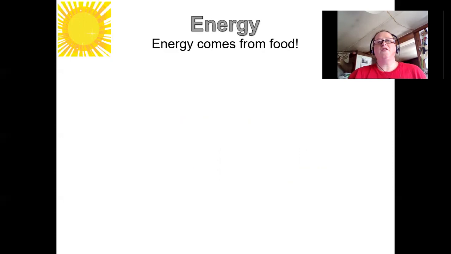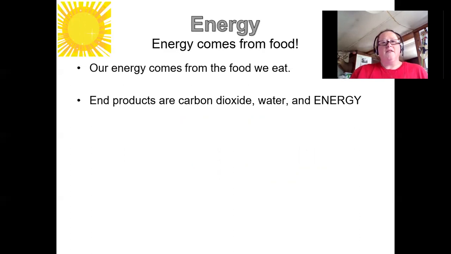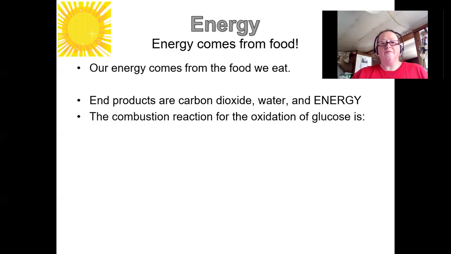So energy is what we get as a product when we eat our food. And that's why we eat food. I mean, it gives us nutrients, but it ultimately gives us the energy to make our body function. And the end products of the burning of the fuel from the foods that we eat are always carbon dioxide, water, and energy. Now, we can get energy from carbohydrates and sugars. We can also get energy from fats, and we can get energy from protein.